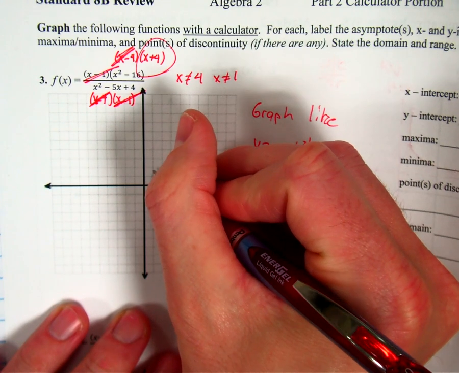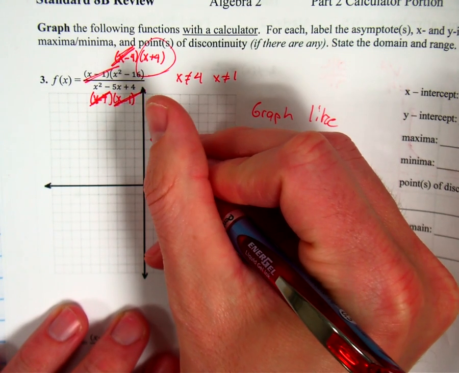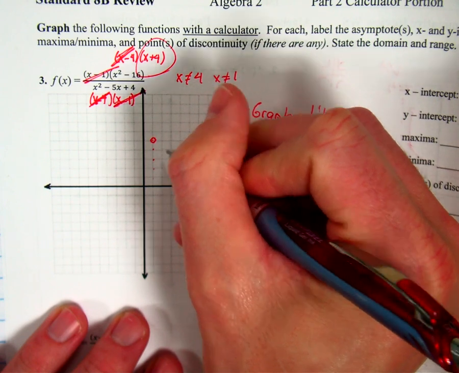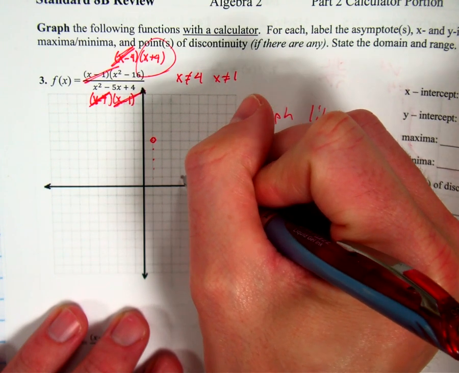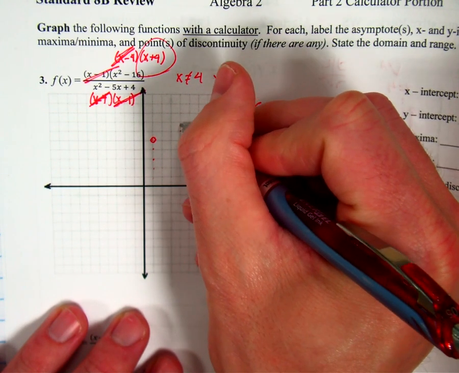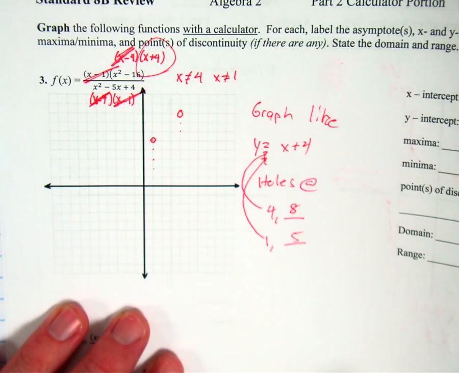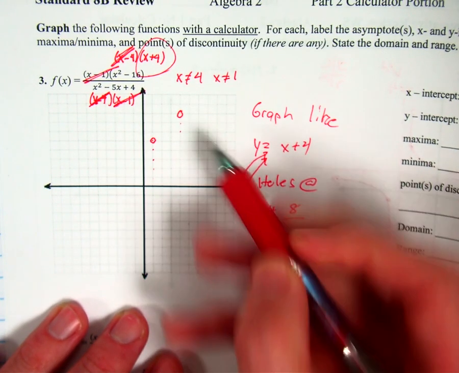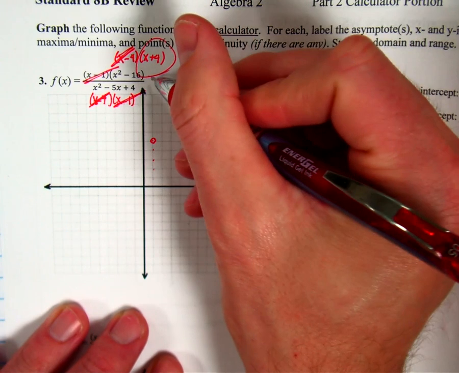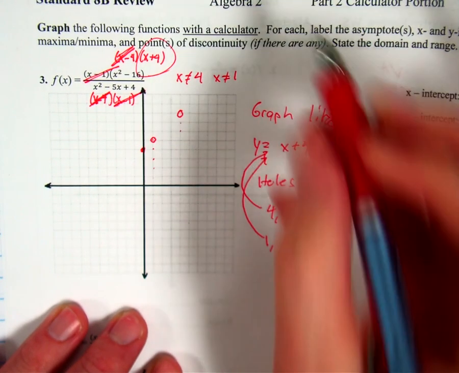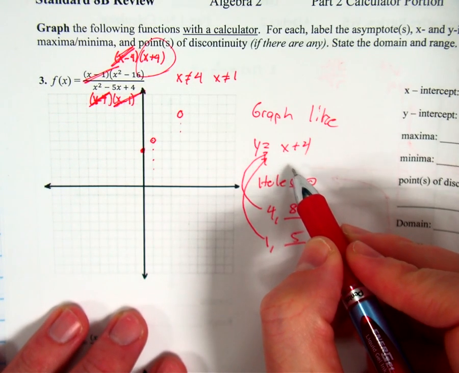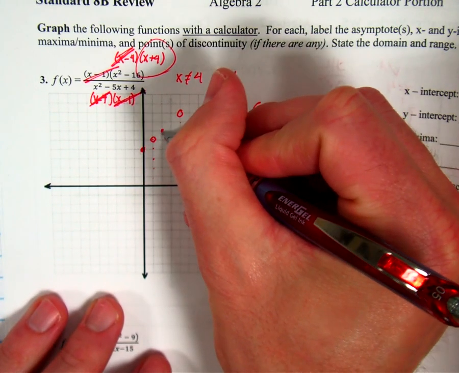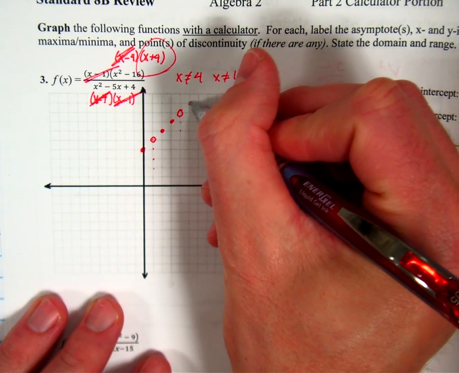1 comma 1, 2, 3, 4, 5. And 4 comma 8. 2, 3, 4. 1, 2, 3, 4, 5, 6, 7, 8. Graph it like y equals x plus 4. So we're going to start at 4 on the y-axis here, and 1x. So our slope is up 1 over 1. Don't fill in the empty circle. Dot, dot, empty circle, dot.